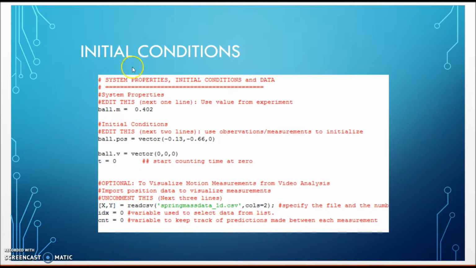Here are my initial conditions. The ball's mass was 0.402 kilograms. The x and y initial positions at time of rest are shown here. And since it started out from rest, velocity is 0. The code reads the x and y positions from my Tracker CSV file right here.